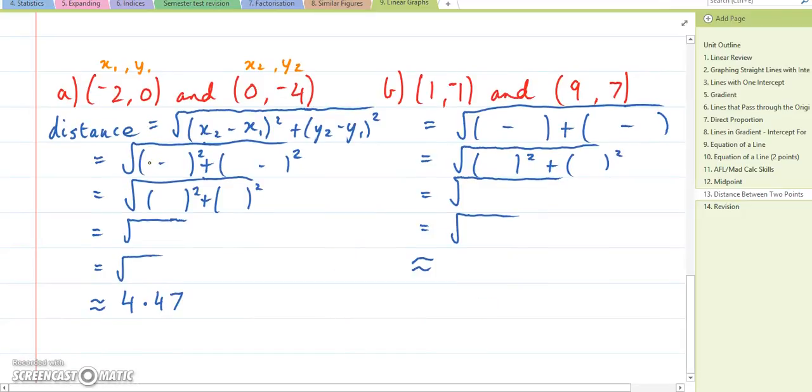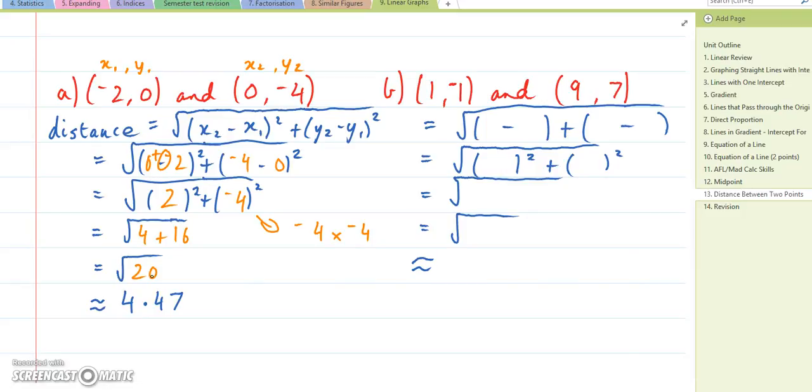So if I get my x2 value of 0 and subtract negative 2, and my y2 value of negative 4 and subtract 0, I end up with 0 plus 2, which is 2, and negative 4 minus 0, which is negative 4. 2 squared is 4, and be really careful with these. This is the same as negative 4 times negative 4, which is going to get us to positive 16, which gets us to the square root of 20. So just by using this formula, we've gotten to the same result as we just have, but it's a little bit neater and easier to use.